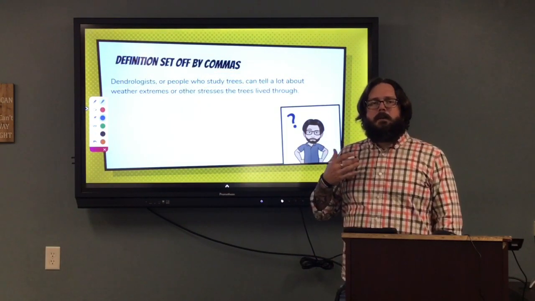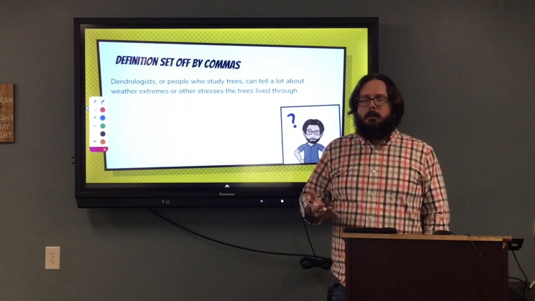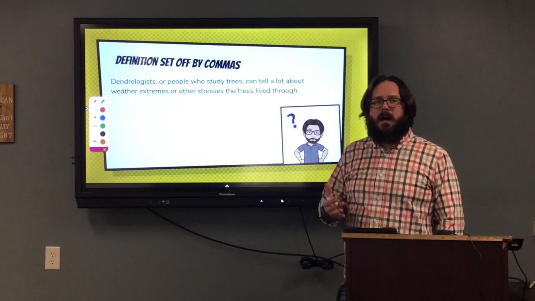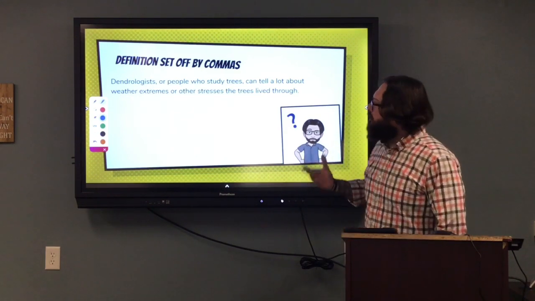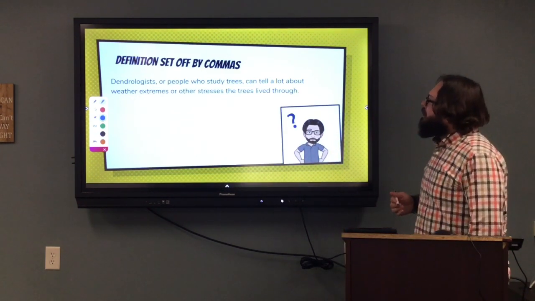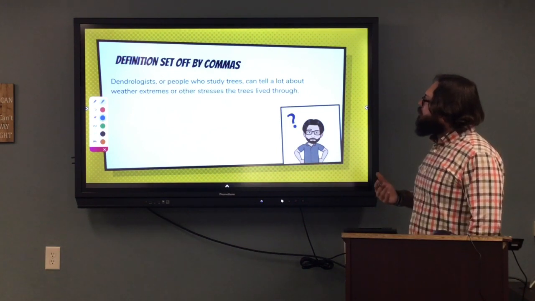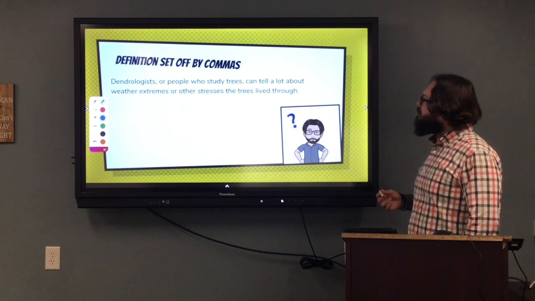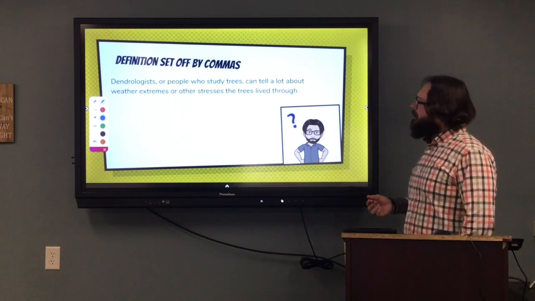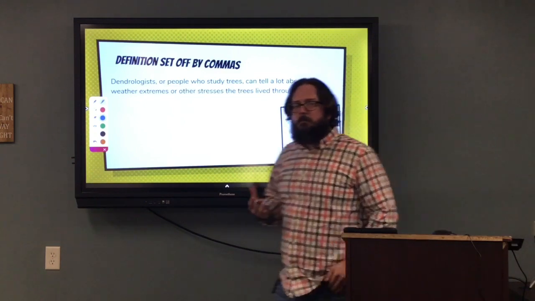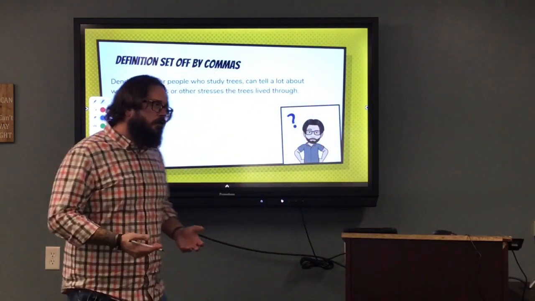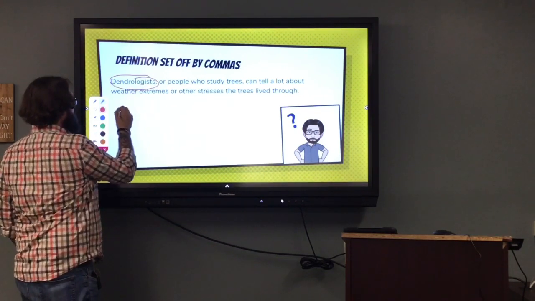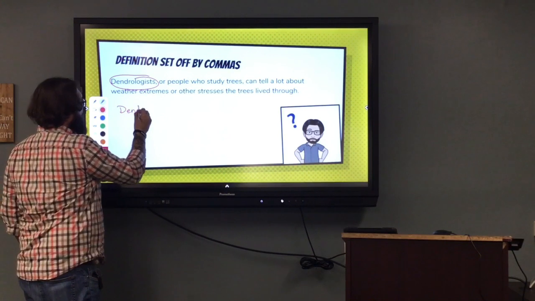And finally, an author may provide clues to an unknown word by giving us a direct definition that is often set off by commas. Let's take a look at this example. Dendrologists, or people who study trees, can tell a lot about weather extremes or other stresses the trees live through. In this case, we want to determine the meaning of the word dendrologist. So, what is a dendrologist?